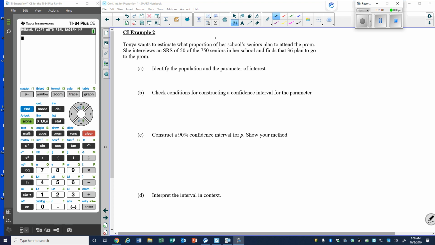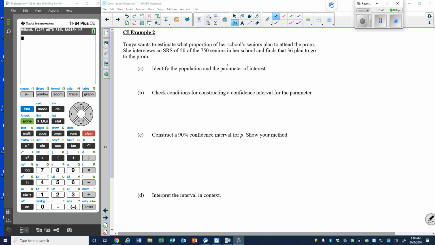So the first thing that you need to be able to compute is called a confidence interval, and what that's going to be is an estimate of where the true proportion lies in the population. So for example, if Tanya wanted to estimate what proportion of her school's seniors plan to attend the prom, and she interviews a simple random sample of 50 of the total of 750 seniors in her school, she finds from her study that 36 of them plan to go to the prom.